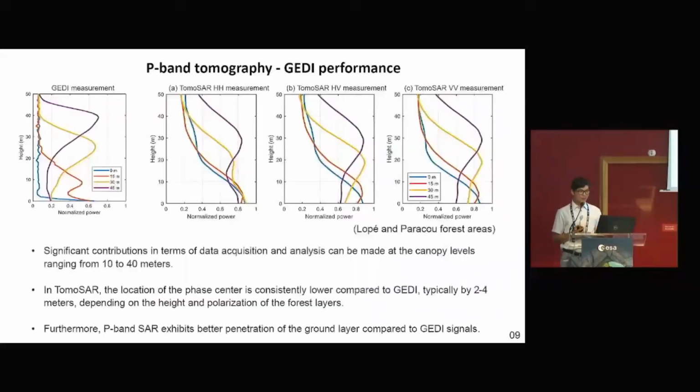The next one is the vertical profile. On your left, you have the GEDI measurement, and the other one is the tomography with the vertical profile like this one. You see here that both data are very sensitive to the volume, and we can usually capture some information from 10 to 40 meters, and usually the peak of the tomography is consistently lower with respect to the GEDI data.